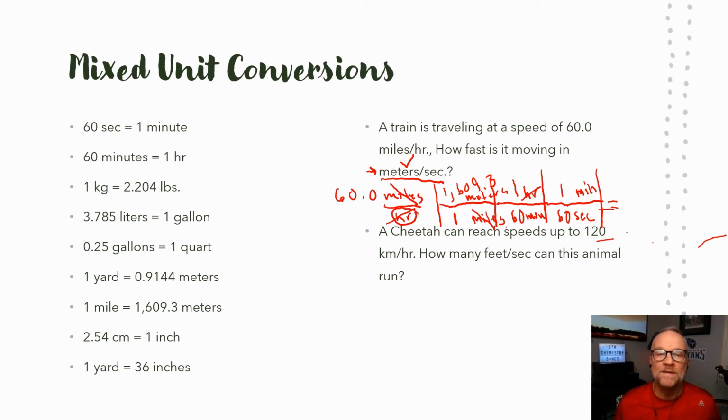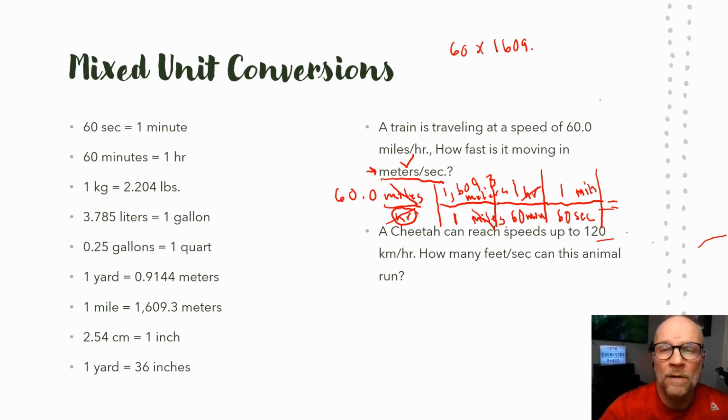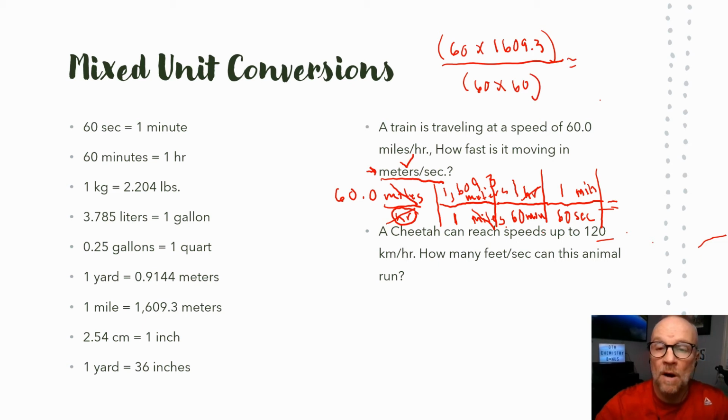So here it'll be 60 times 1609, 60 times 1609.3, all that divided by 60 times 60. And that will give us our answer. Notice here the minutes will cancel out, and we'll end up with seconds on the bottom and meters on the top, or meters per second for our answer.